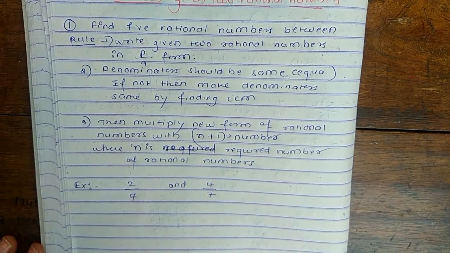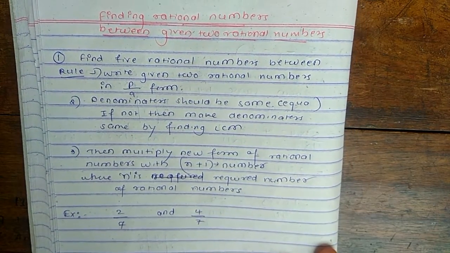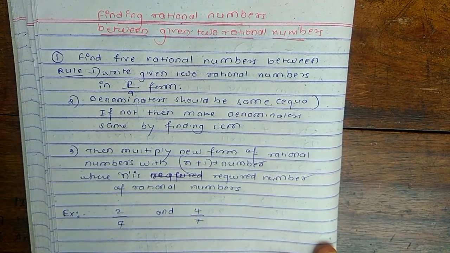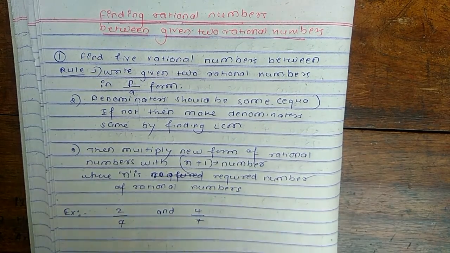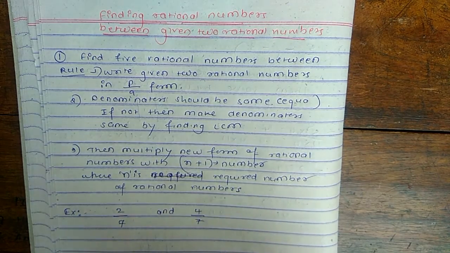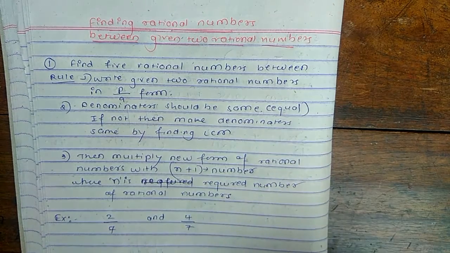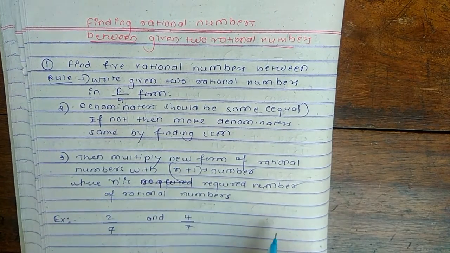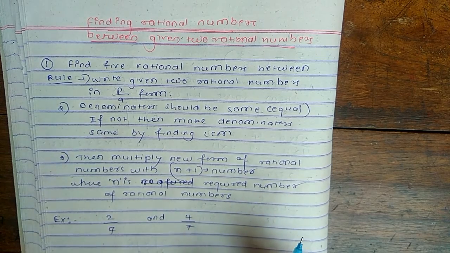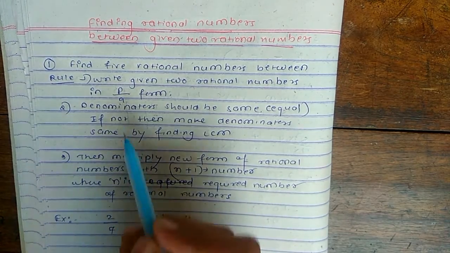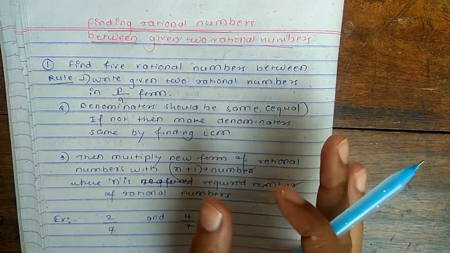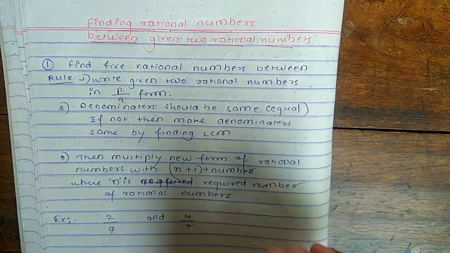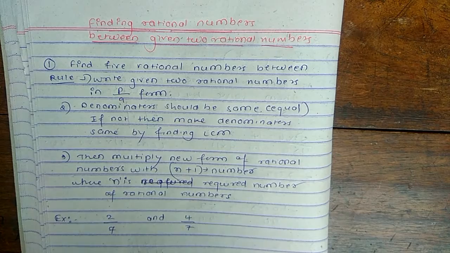Hello students. So today we will learn how to find the rational numbers between the given two rational numbers. As we know, on the number line, we can get infinitely many rational numbers between two given rational numbers. So we will see how to find them. In this example, they will tell you how many rational numbers you have to find between the given two rational numbers, because we can find infinitely many, and you can write any required number of them.